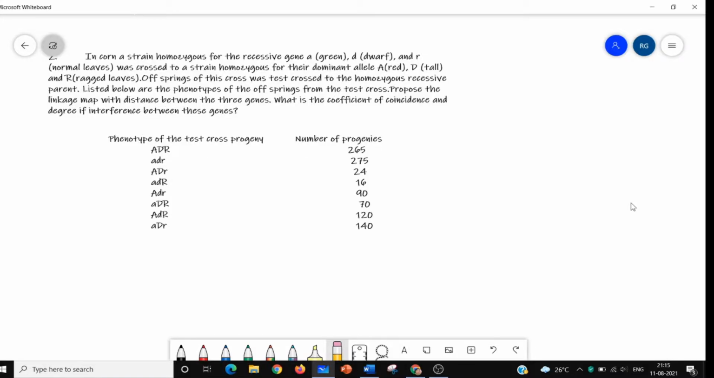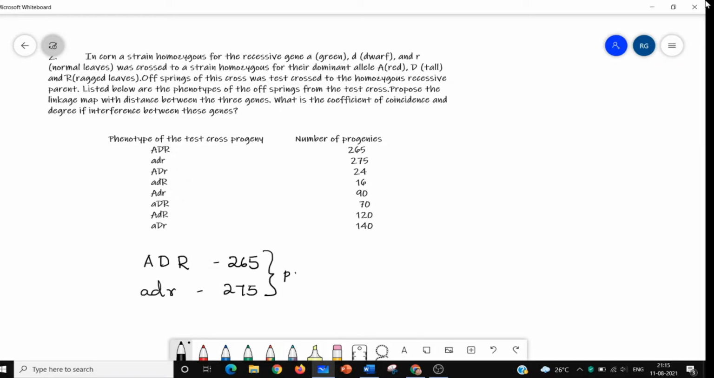So here is the problem where you are given a test cross and the progenies obtained are given in the table. From the progenies, we can first find out the parentals and the double crossovers. So here capital A, capital D, capital R with 265 offsprings, and small a, small d, small r with 275 offsprings.